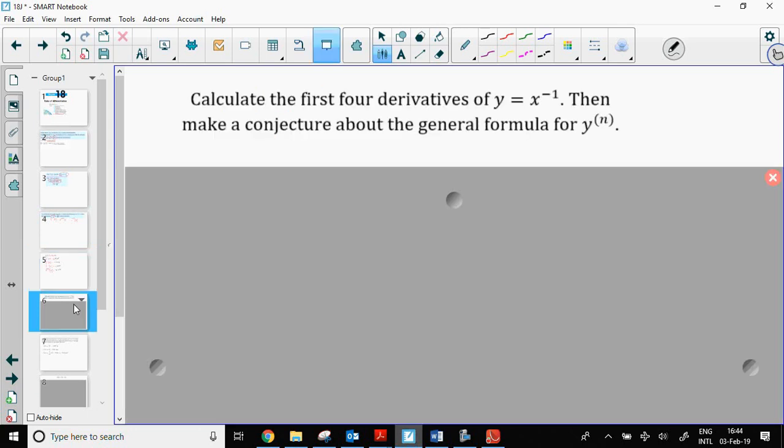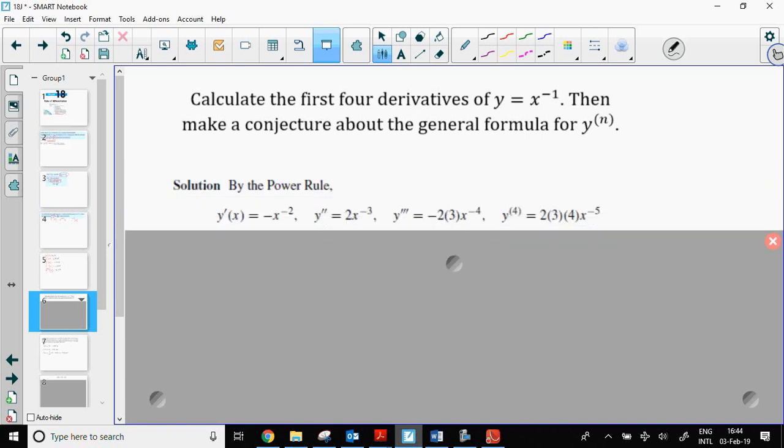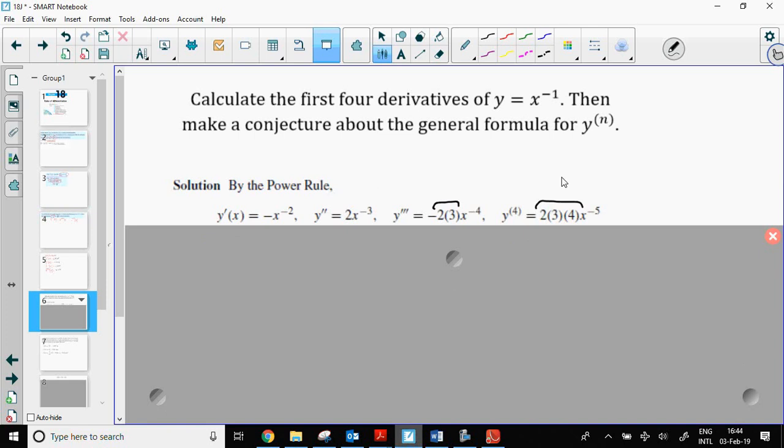Here's another pattern that we might spot. This is using the power rule a whole bunch of times, starting with x to the negative 1. So using the power rule, we can figure out y prime, double prime, triple prime, quadruple prime. And what do we notice here? Now, I'm not combining those to make 6. I'm not combining those to make 24. Instead, I'm leaving them out as factors because I want to draw your attention to the factorials that are happening here, right? We have 1 factorial, 2 factorial, 3 factorial, 4 factorial, and the signs are alternating.